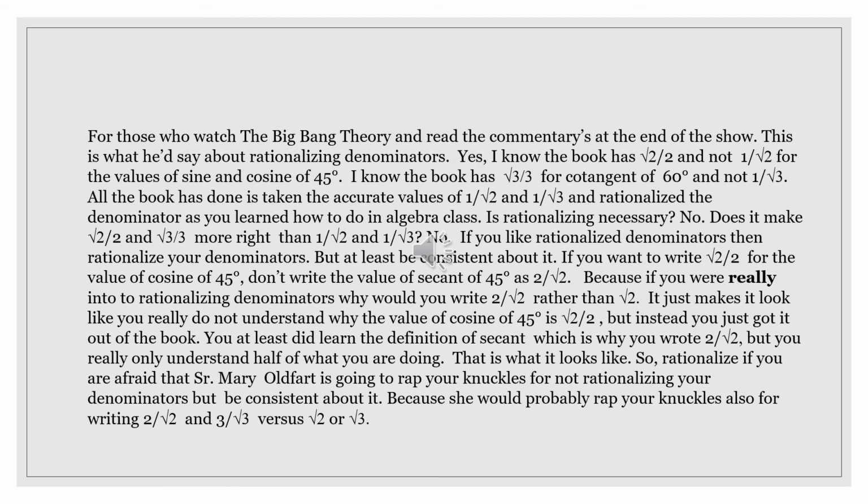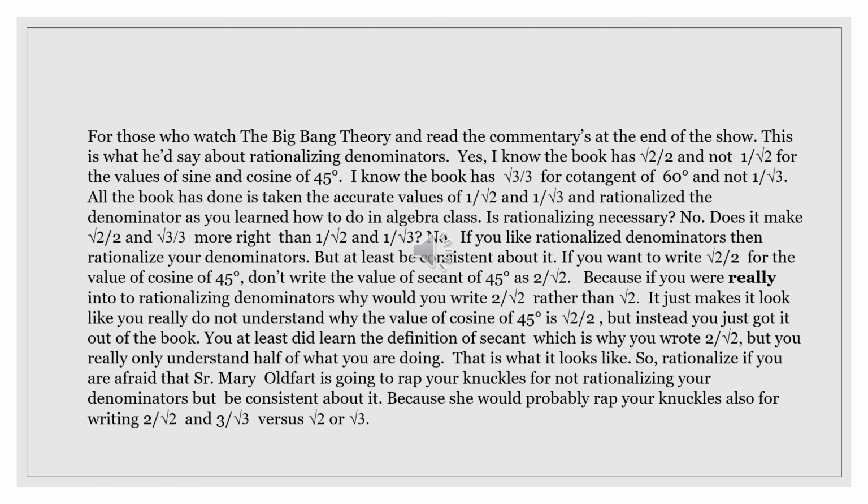For those of you who watch The Big Bang Theory to read the commentaries at the end of the show, this is what he'd say about rationalizing denominators. Yes, I know the book has square root of 2 over 2 and not 1 over the square root of 2 for the values of sine and cosine of 45 degrees. I know the book has square root of 3 over 3 for cotangent of 60 degrees, not 1 over the square root of 3. All the book has done is taken the accurate values of 1 over the square root of 2 and 1 over the square root of 3 and rationalized the denominators you learned how to do in algebra class. Is rationalizing necessary? No. Does it make square root of 2 over 2 and square root of 3 over 3 more right than 1 over the square root of 2 and 1 over the square root of 3? No. If you like rationalized denominators, then rationalize your denominators, but at least be consistent about it.